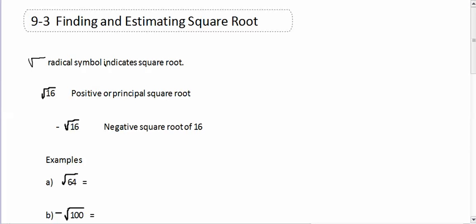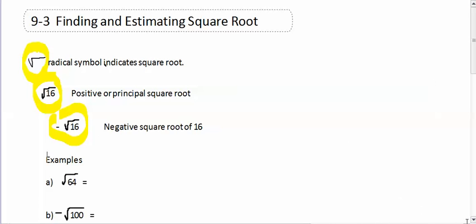Now, this symbol right here is the square root symbol. You might also hear teachers talk about it as a radical symbol. Okay, so that's the square root or radical symbol. When you have like square root of 16, that's a positive or a principal square root. And then when you have a negative on the outside of a square root symbol, then that would be considered the negative square root, in this case of 16. Okay, so a little bit of terminology there.